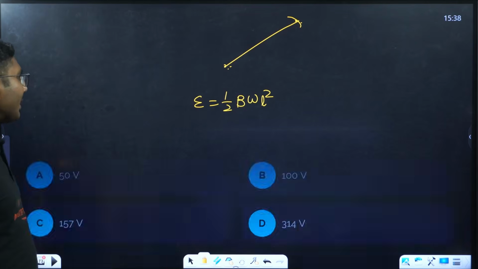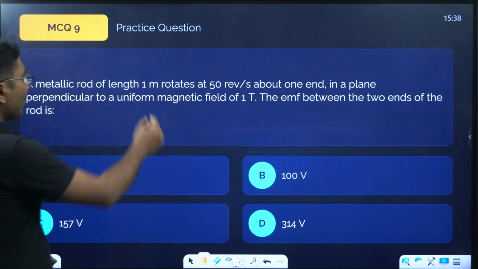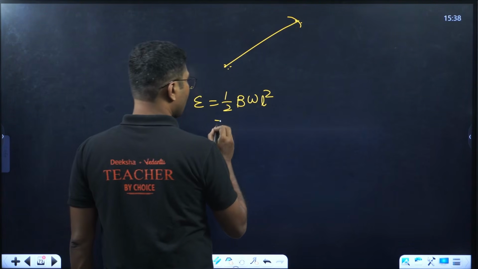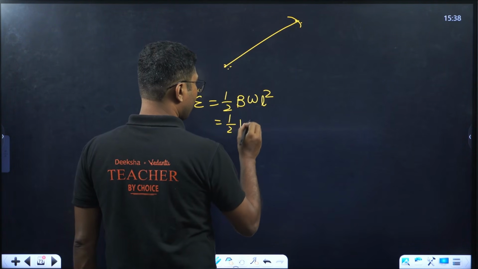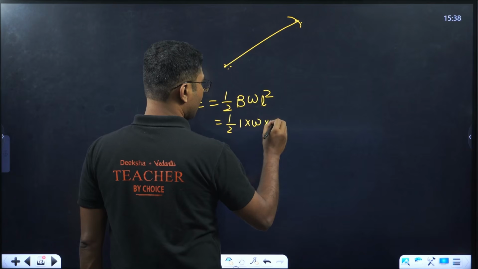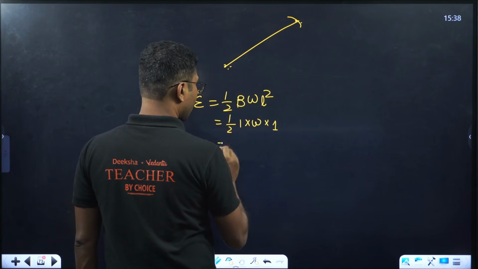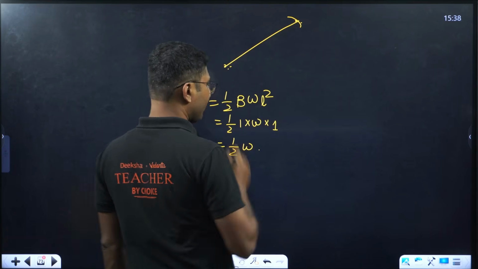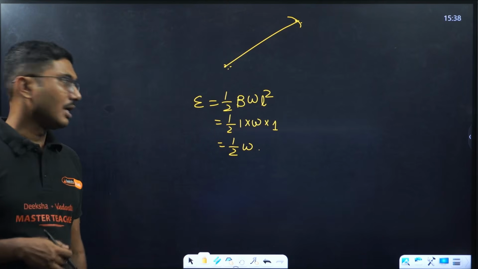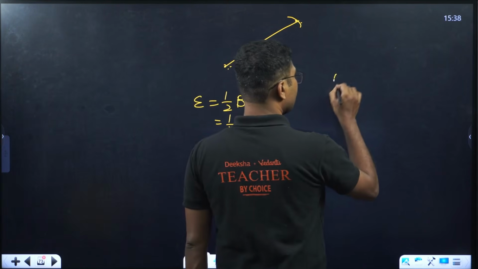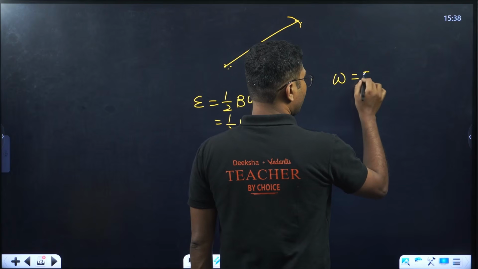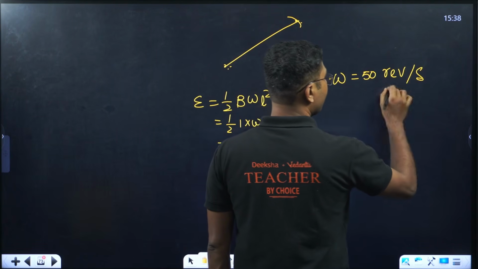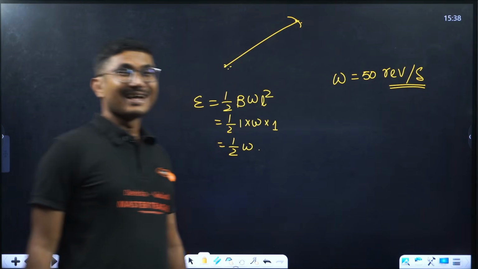So B is 1 Tesla, length is 1 meter. So everything is 1 except omega. B is 1, L is also 1, but omega is not, so it will be half omega. If you can find the value of omega, then it is done. Now what is omega? Omega is not 50, it is 50 revolution per second. So you need to convert this into radian per second.